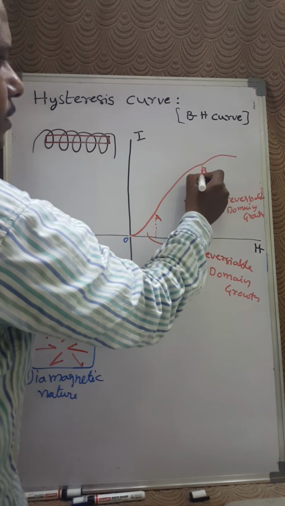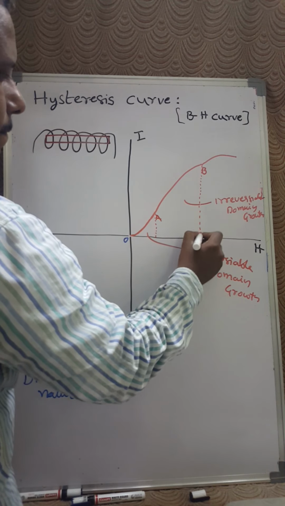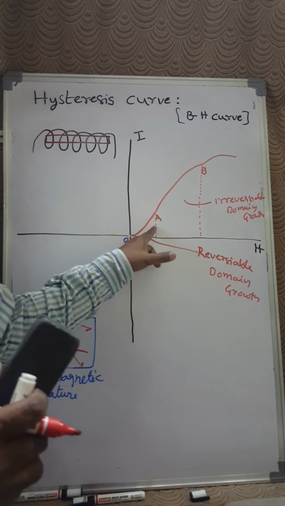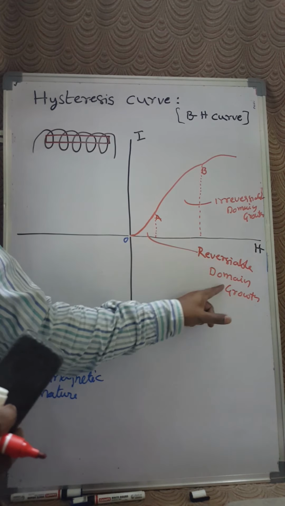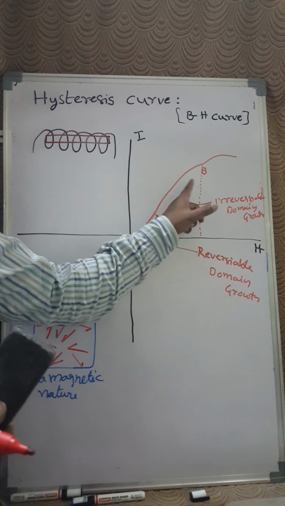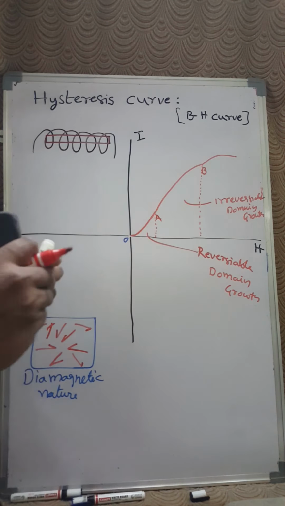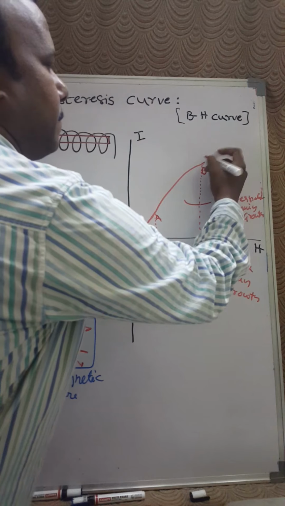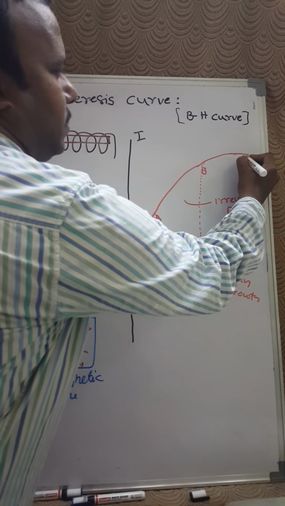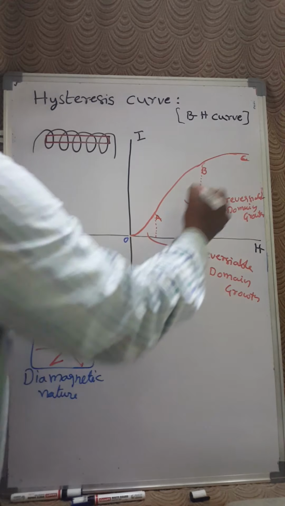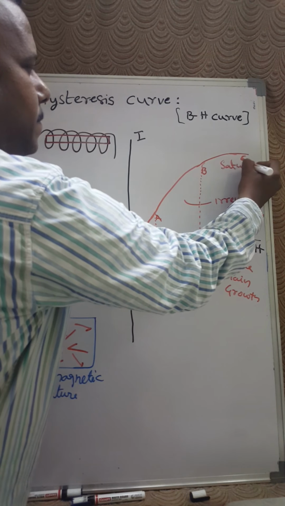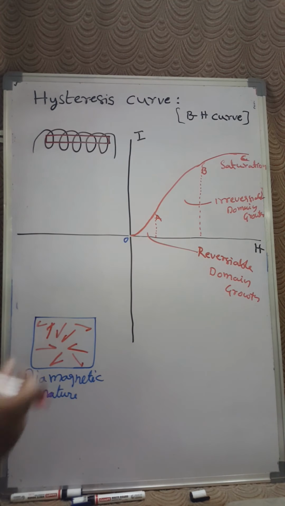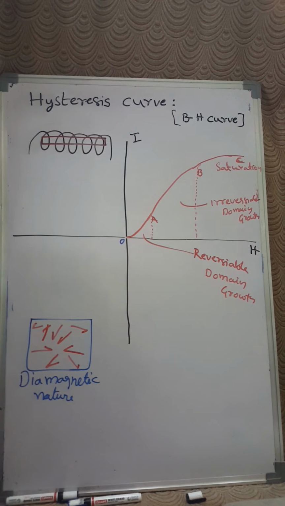Here I have three regions. Region 1, O to A, the material behaves with reversible domain growth. A to B, irreversible domain growth, and further you are going to have B to C, saturation. This is a saturation point. Right? Now let us see how the domains are going to change here.